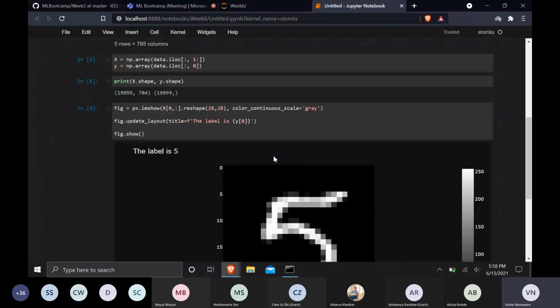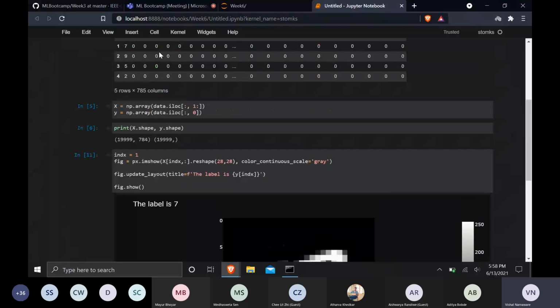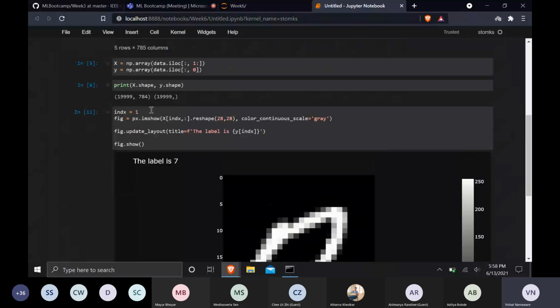But I want to make this more general. So I'm going to write index as 0. I'm going to change the 0 to index here and here too. Alright, good. So the first one is 5, the second one is 7, almost looks like a 7. The third one is 9, right? So the label and the image are these.